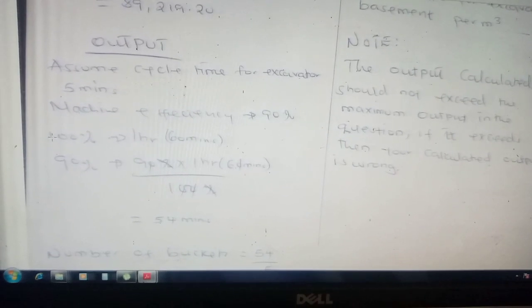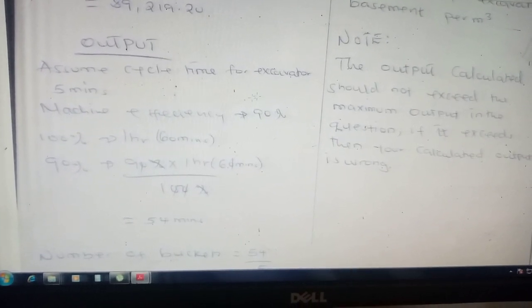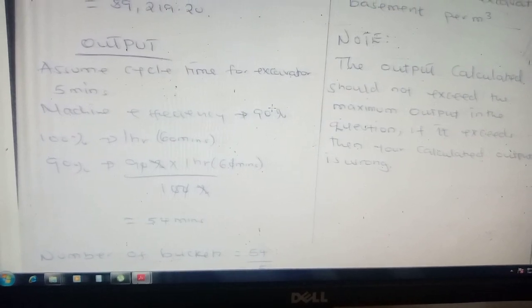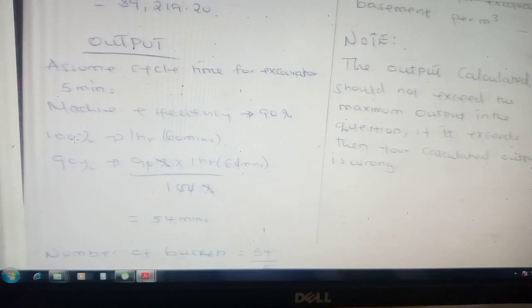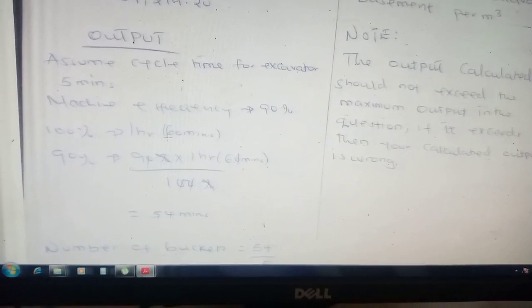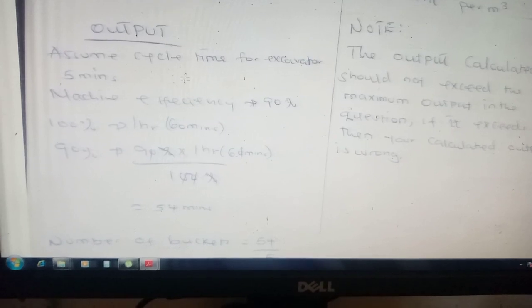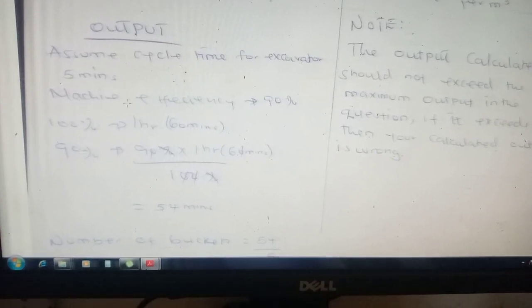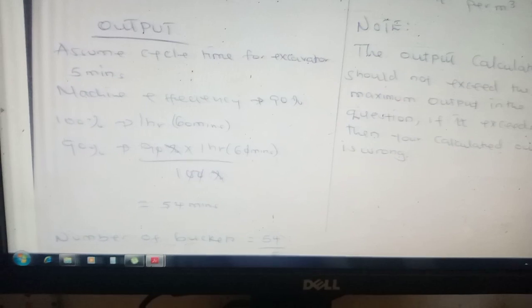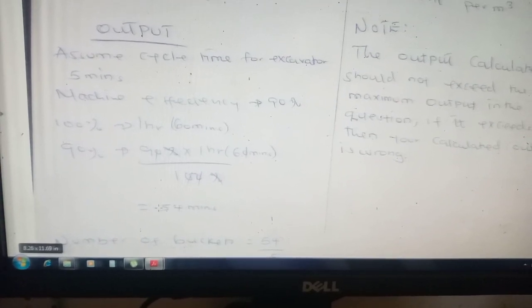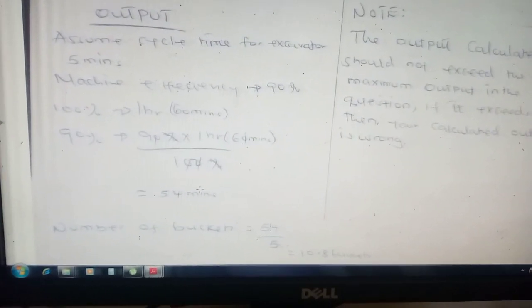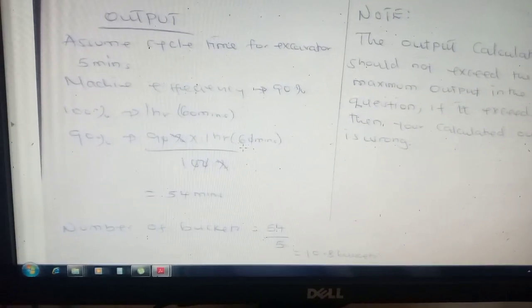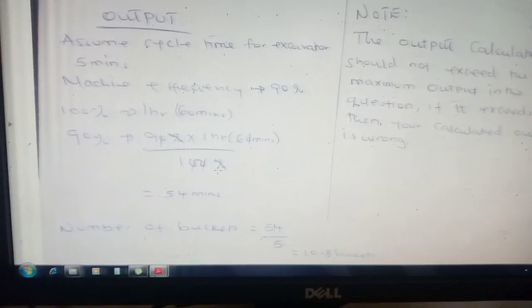So you then get how many minutes that machine will work in an hour. Remember, 100% efficiency will be equivalent to 1 hour, which is 60 minutes. So you then get the 90% efficiency of the machine we have. So there you'll get, in 1 hour, our machine will only work for 54 minutes. The rest 6 minutes, our machine will not work because its efficiency level is reduced.